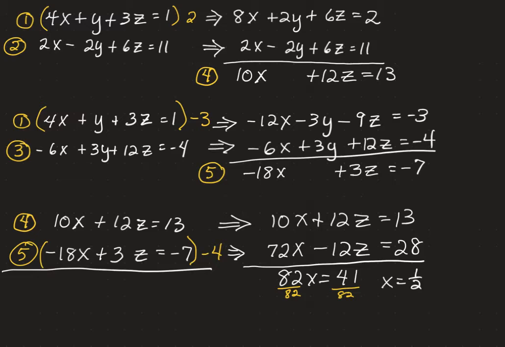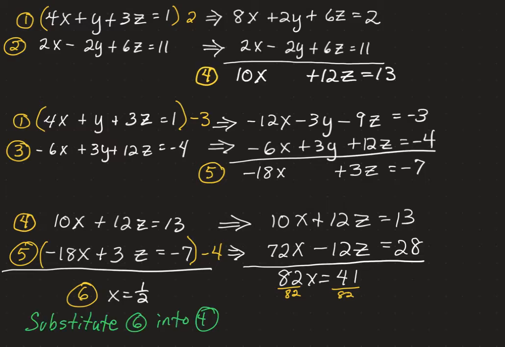Now we're going to work backwards. We have one variable. Let's put it into one of the equations that has two variables. But let's recognize something first. This is actually another equation. So let's label this equation 6. X equals 1/2 is equation 6. Now let's take 6 and substitute it into 4. So first we need to make some more room.